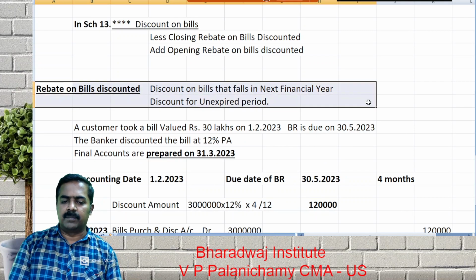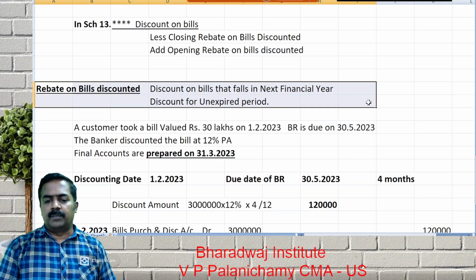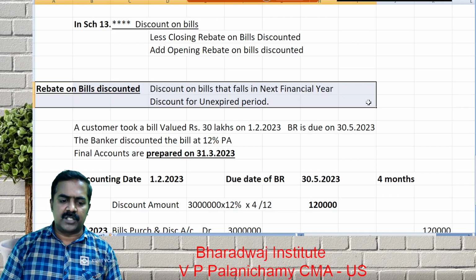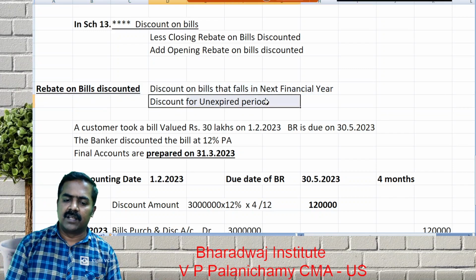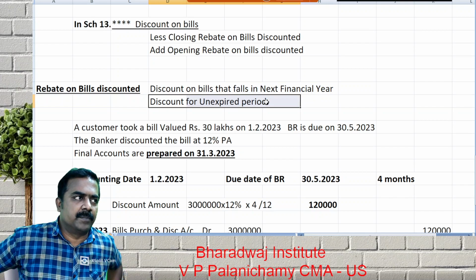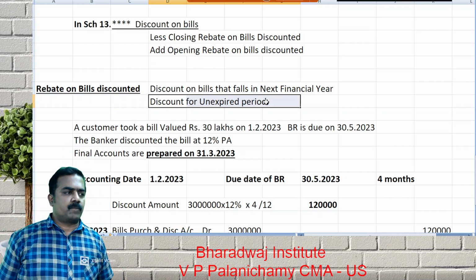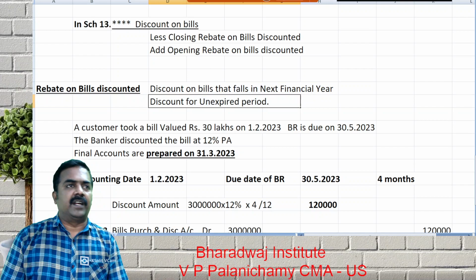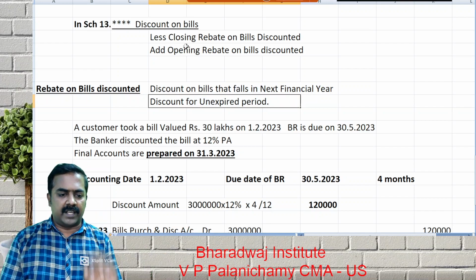So now take the meaning of rebate on bill discounted. What do you mean by rebate on bill discounted? Discount on bills that falls in which year? Next financial year. Otherwise it is called as what? Discount for unexpired period. Pay attention. I'll explain once again.